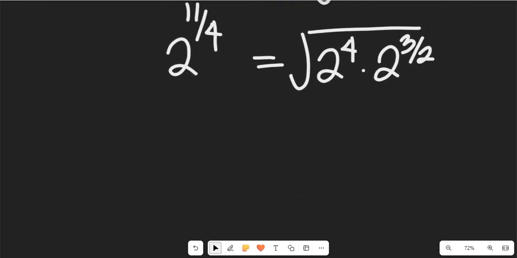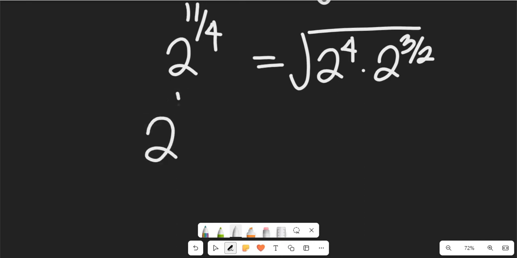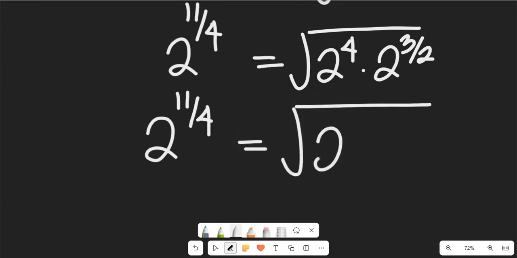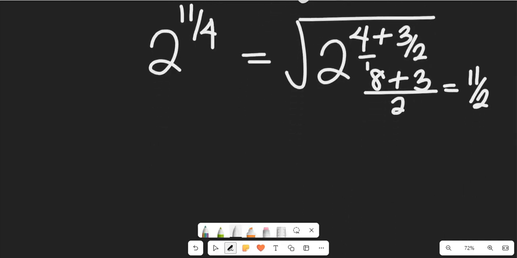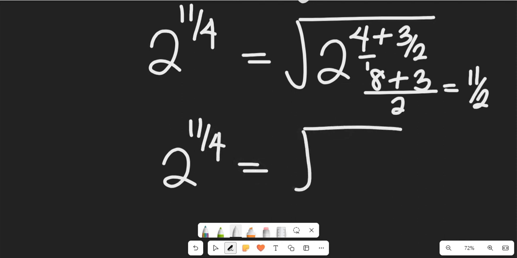Now if you simplify the numerator, remember that they are going to add up, considering the multiplication laws of indices. We'll have 2 to the power of 11 divided by 4 equal to the square root of 2 to the power of 4 plus 3 divided by 2. Now if we simplify this, 4 plus 3 is going to give us 7, so the total of this is going to give us 11 divided by 2. So we're going to have the total expression now be 2 to the power of 11 divided by 4 equal to the square root of 2 to the power of 11 divided by 2.